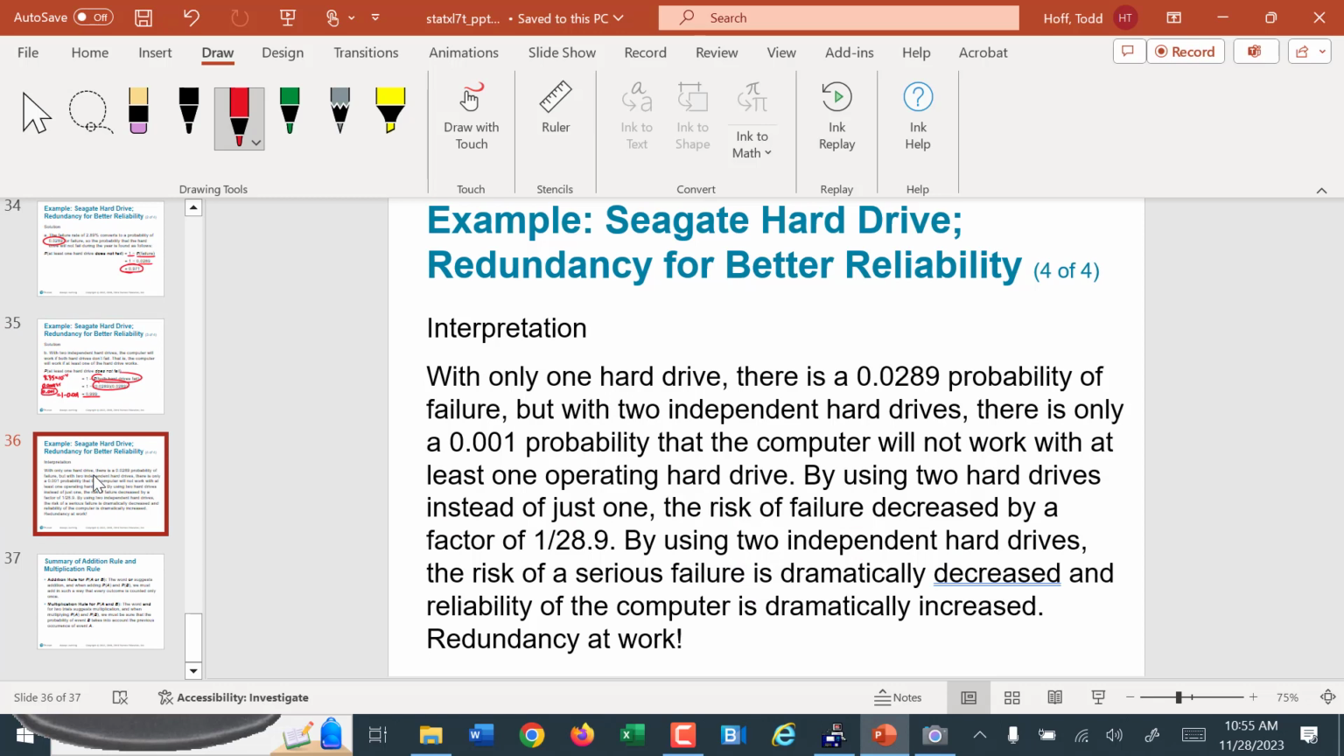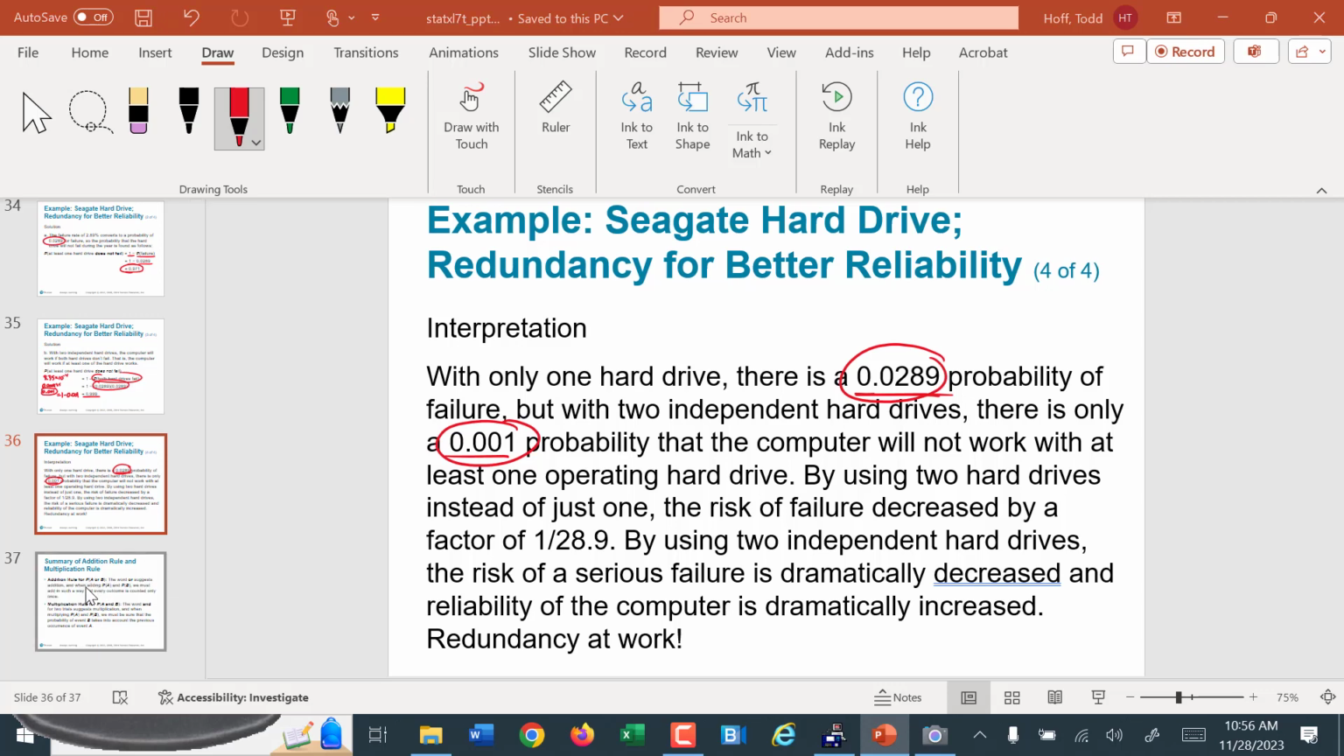So that's our summary of that example. With only one hard drive, the failure rate is 2.9%, or 0.0289 probability. But if we have two hard drives, it's only a 1 in 1,000, or 0.001 probability that there will be a failure throughout the year. So that's where redundancy is a huge issue in engineering.